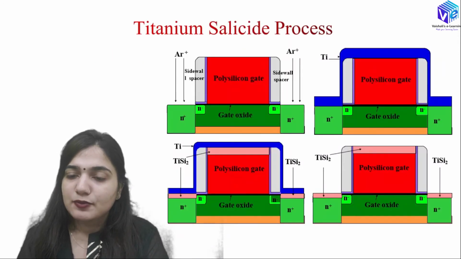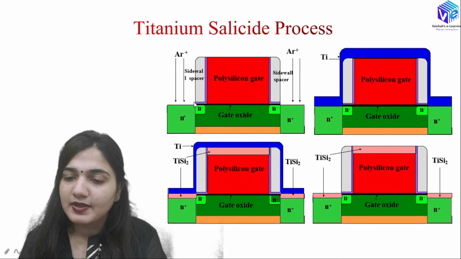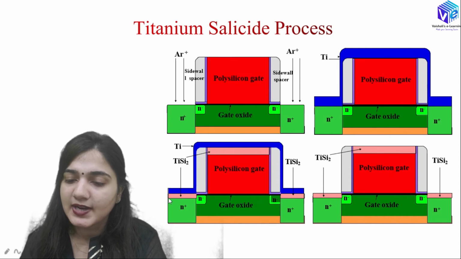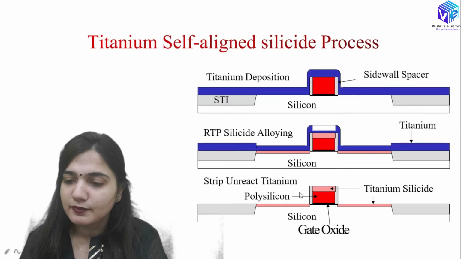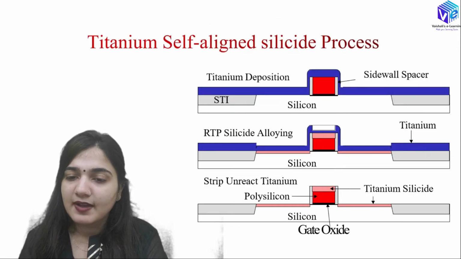After that I will be using the titanium silicide process. You can see over here we have the sidewall spacer, over which I will be covering it with the titanium first, then I will be having the reaction of the titanium with the silicon over here to the formation of the titanium silicide. Okay, here and here we have formed the titanium silicide, and then we are going to remove the excess or the bulk of the titanium that is present over here.